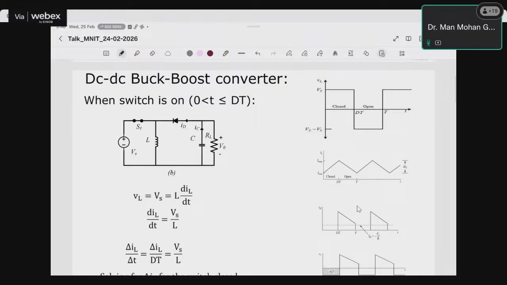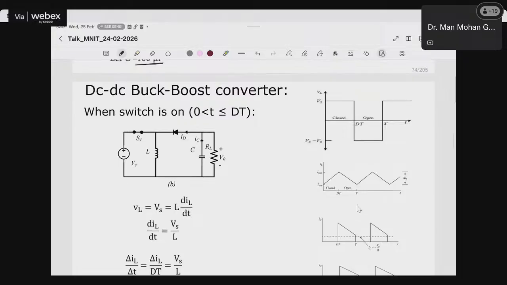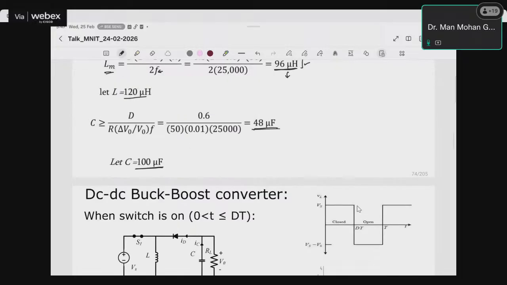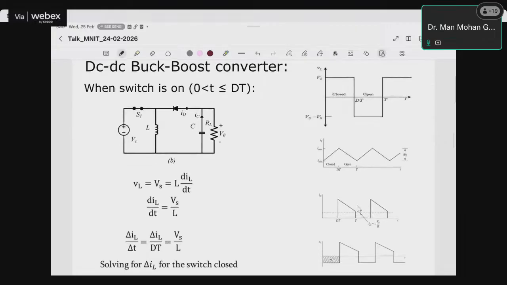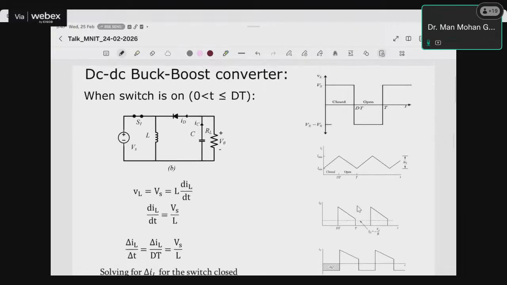Okay, well, so let us go ahead. So now the third converter is the DC to DC buck boost converter. The same analysis will follow. We will quickly finish this. This is the circuit for the buck boost converter.